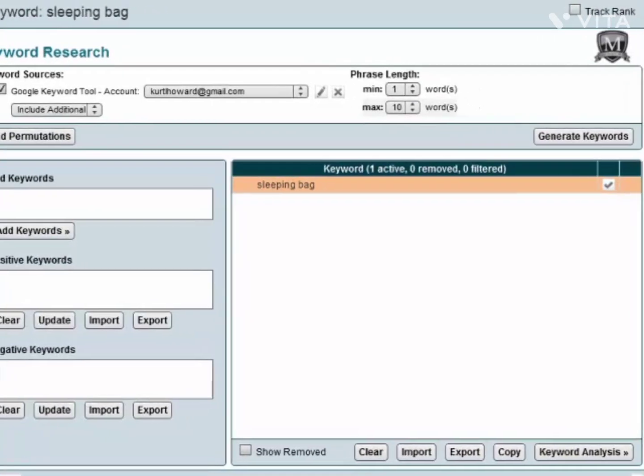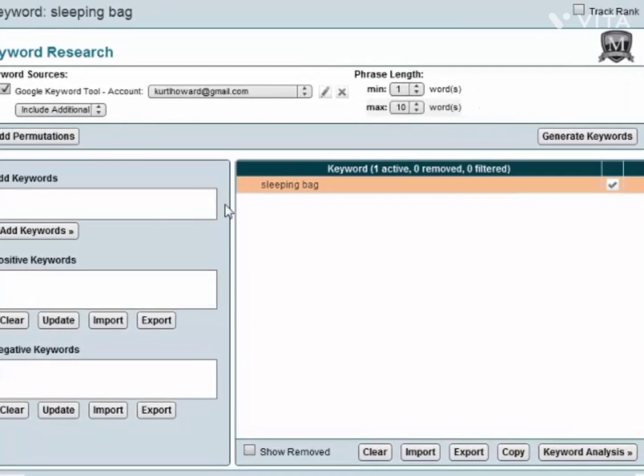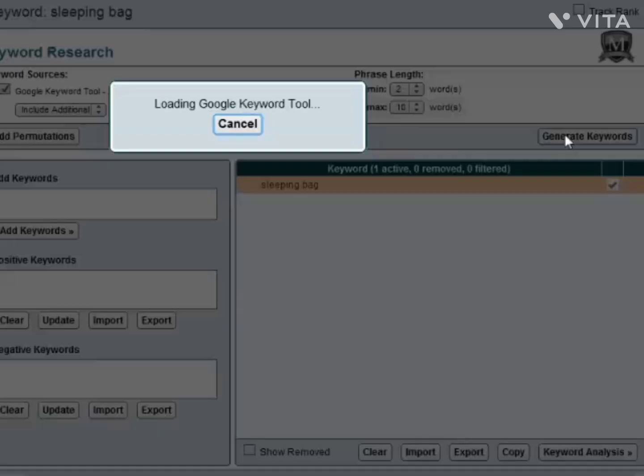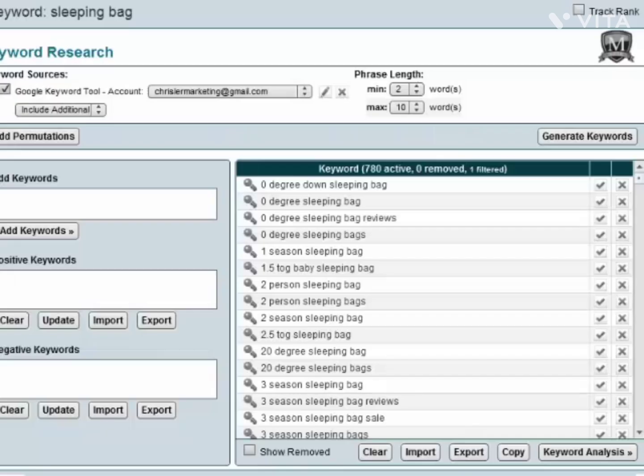And from here, for phrase length, I like to have, just a one keyword phrase usually isn't going to be a viable option. So I'll at least put it to 2. You could probably even do 3, but we'll leave it at that. I'm going to leave the max at 10, so no keyword longer than 10 words. It's not really going to find those anyways. And I'm going to go ahead and generate keywords. This will take a couple moments here, so I'll just pause the video while that works through.